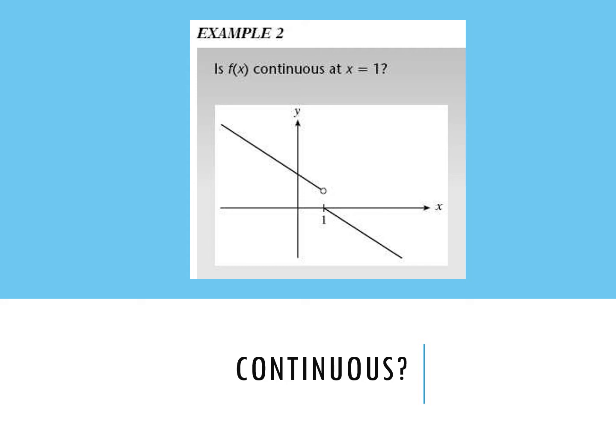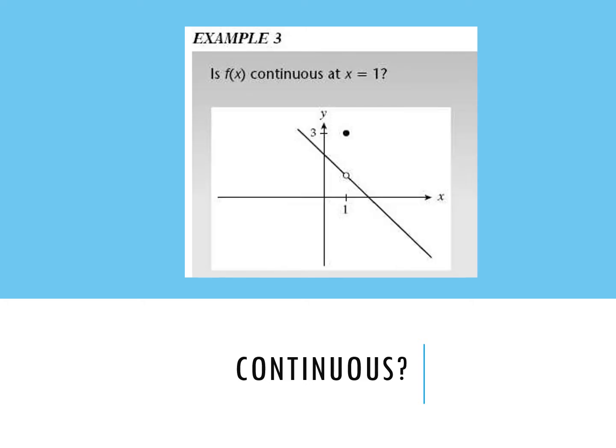This function is not continuous. We call this a jump discontinuity, and it has a jump discontinuity at x equals 1. This function is also not continuous. Again, we call this removable discontinuity. It has a removable discontinuous point at x equals 1.